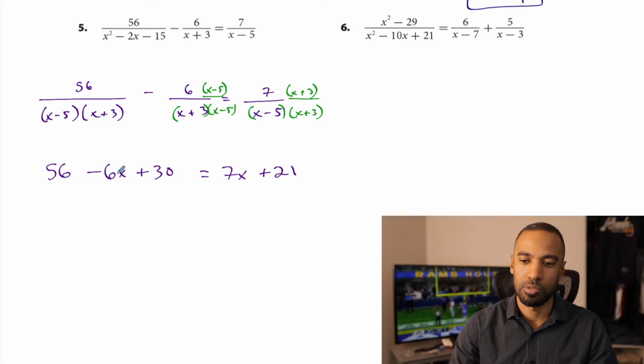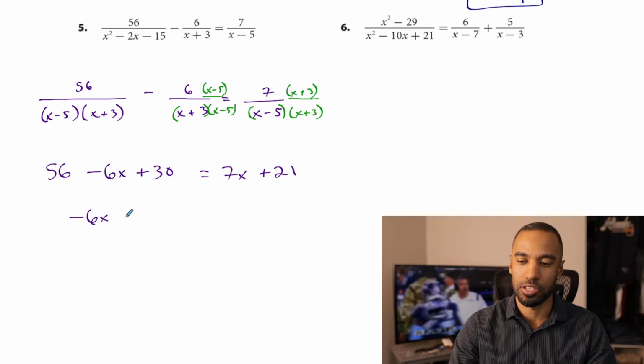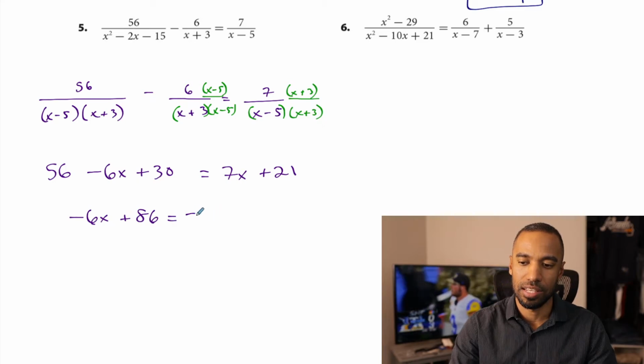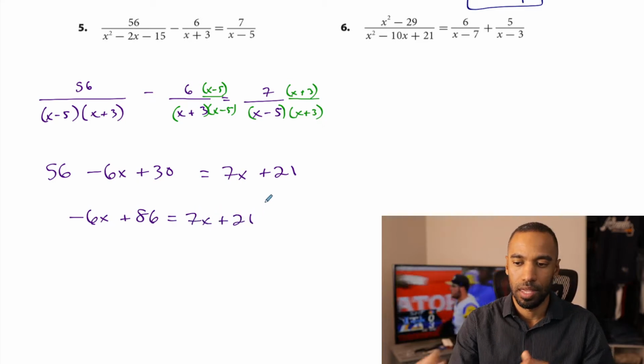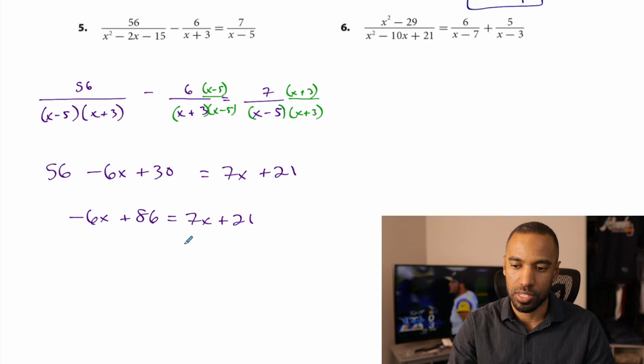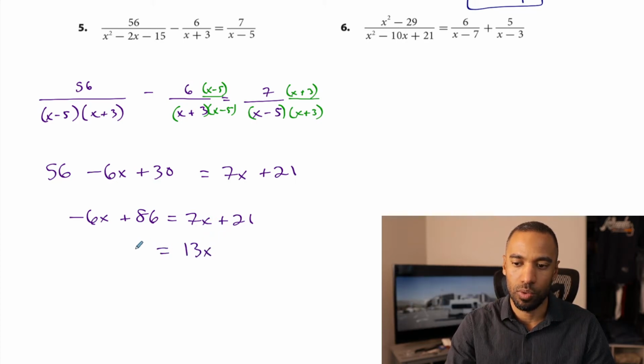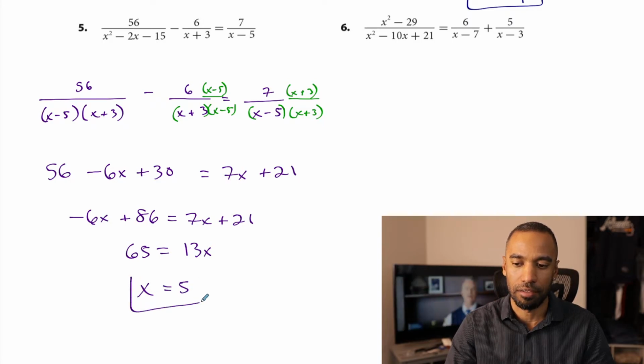All right, combine like terms here. I got 56 plus 30, which is 86, and 7x plus 21 here. If I add 6x to both sides, subtract 21 from both sides, and divide both sides by 13, I get x equals 5.